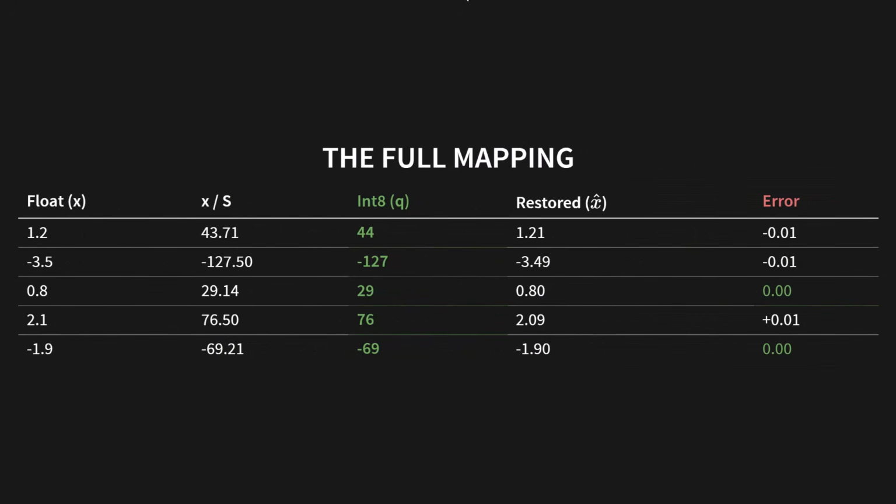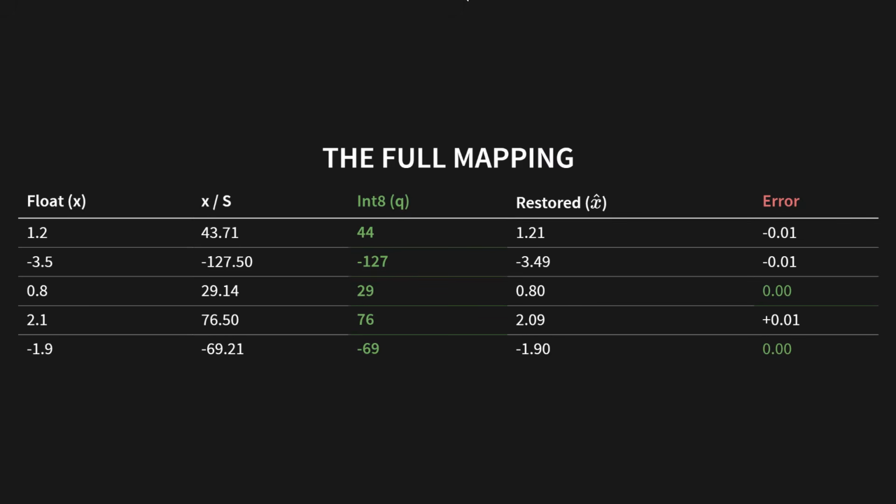So here's the full picture for our example tensor. You can see in this table, for each original float value, like 1.2, we divide by the scale to get 43.71, round it to the integer 44, and when we restore it, we get 1.21, with a tiny error of -0.01. Look at the value 0.8. It maps to the integer 29, and when restored, it's 0.80. The error is basically 0. And even for the most extreme values, like -3.5, it maps to -127, and the restored value is -3.49.